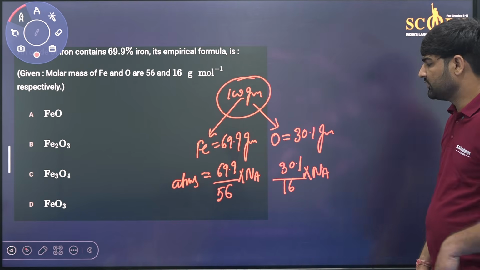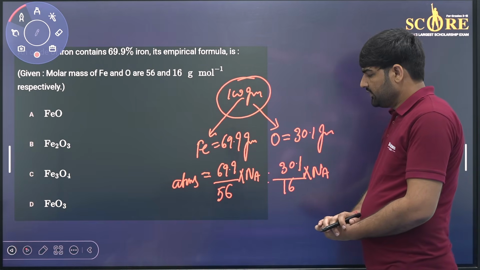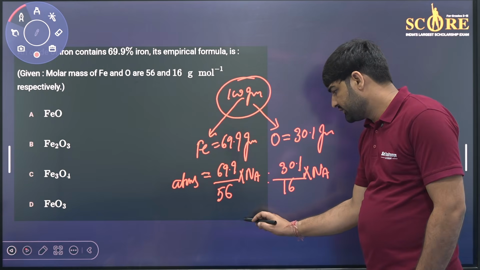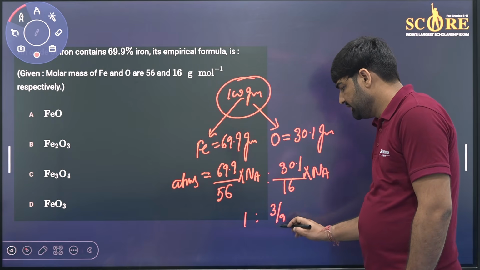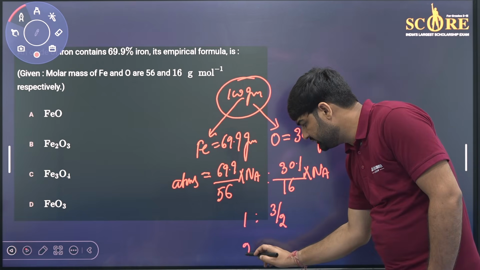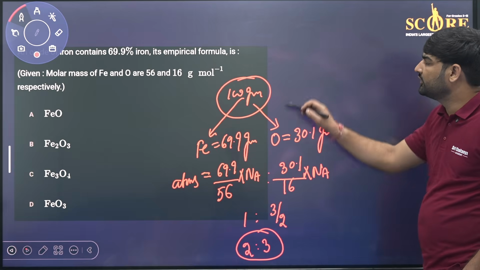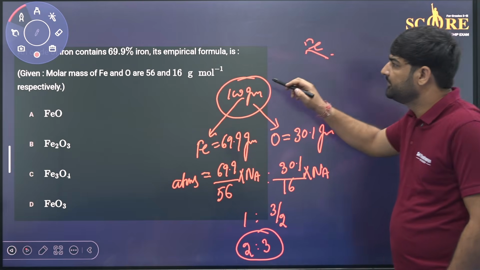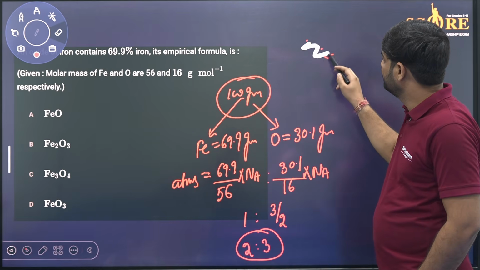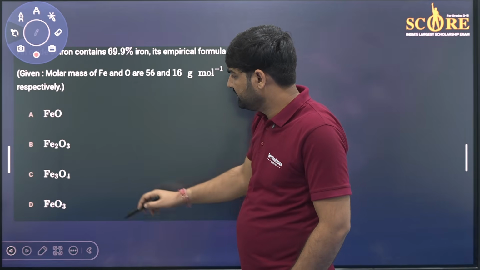We know number of moles multiplied by Na is the number of atoms. Now we have to take the simple ratio. If you take the simple ratio, then you will find 1 : 3/2. We have to find the simplest formula. For that you have to multiply by 2. Then you will find 2:3. It means iron will be 2 and oxygen will be 3. Then the formula will be Fe2. Iron is 2 and oxygen is 3. So the formula will be Fe2O3.